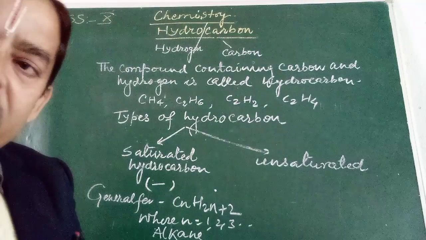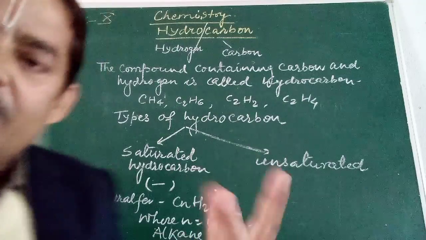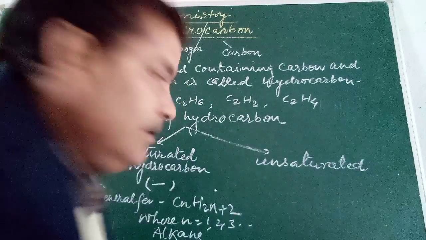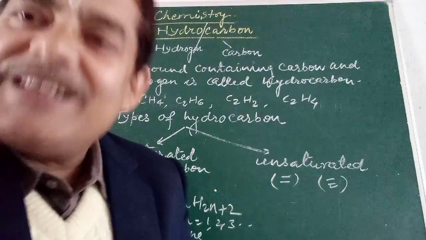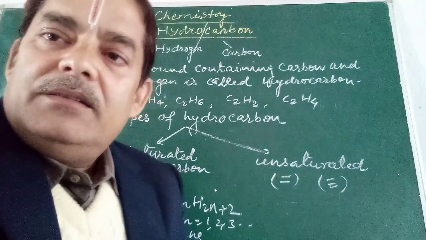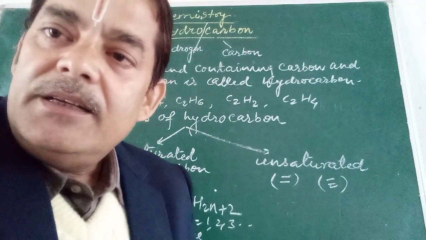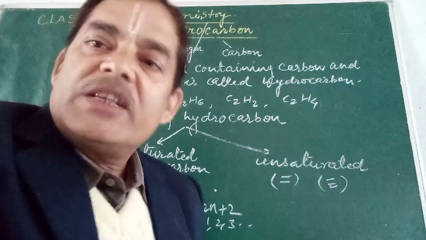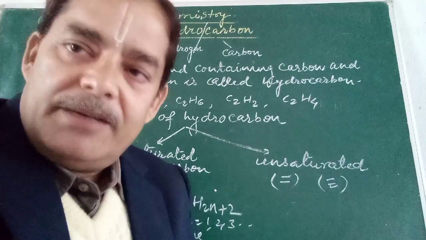Now come to unsaturated hydrocarbon. The hydrocarbon in which any two carbon atoms are joined by double covalent bond or triple covalent bond is known as unsaturated hydrocarbon. Once again, the hydrocarbon in which any two carbon atoms are joined by double covalent bond or triple covalent bond is known as unsaturated hydrocarbon.